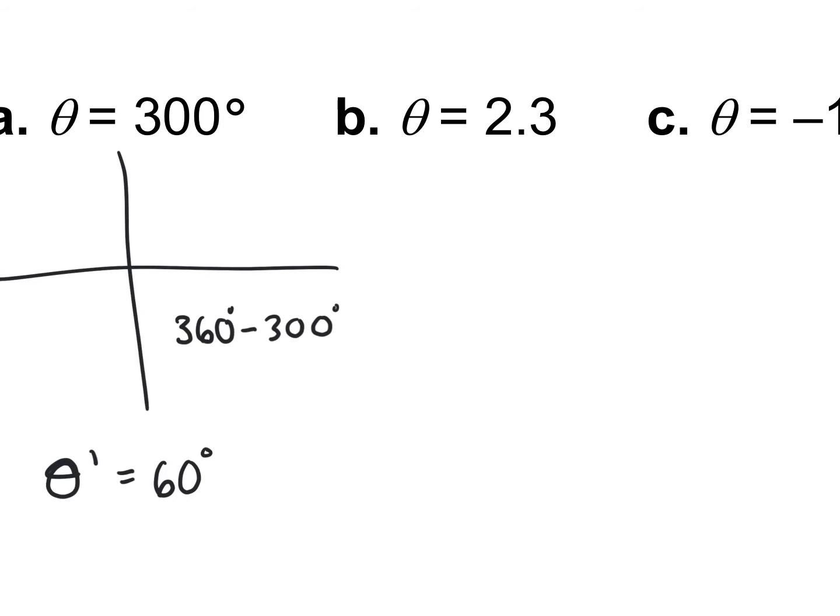All right, for B, is B in degrees or radians? Radians. Even though it doesn't have a pi, it's still radians. So how can we tell what quadrant 2.3 radians is in? It's just greater than 2. We can convert it to degrees. So how do I convert this to degrees? 180 over pi.